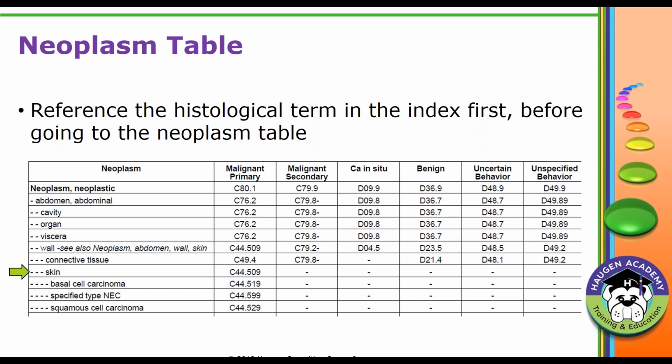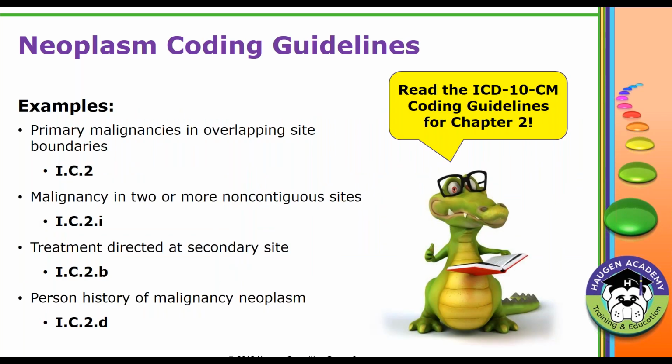And before you code, definitely be sure to check out your neoplasm coding guidelines. There are quite extensive Chapter 2 guidelines for coding neoplasms. I listed a few here that I thought were important, especially for skin. So there's a guideline for primary malignancies and overlapping boundaries. It basically says if there are multiple neoplasms of the same site that are not contiguous, such as tumors in different quadrants of the same breast, you would code for each site.